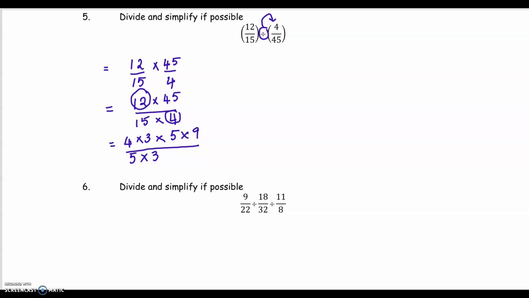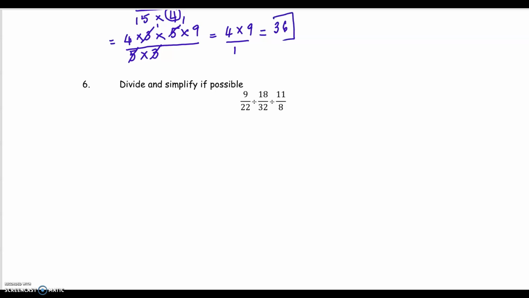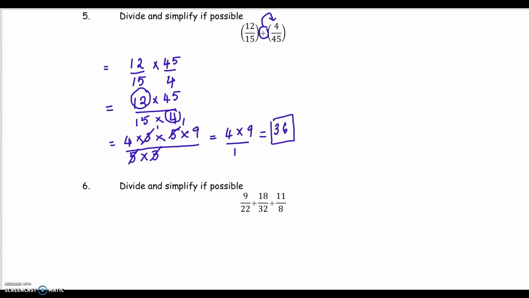So now we have factors in the numerator cancelling with factors in the denominator. We have 3 over 3, which is a 1. So think of that as a 1. 5 over 5 is a 1. And then we are left with 4 times 9 in the numerator, and it's really 1 in the denominator. 9 times 4 is 36, and that is our final answer. Keep cancelling until you can cancel no more.